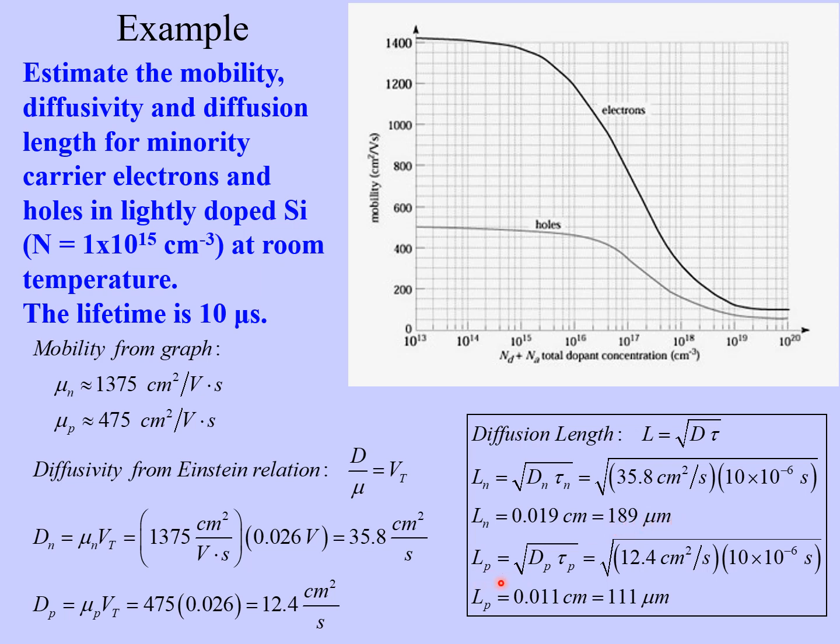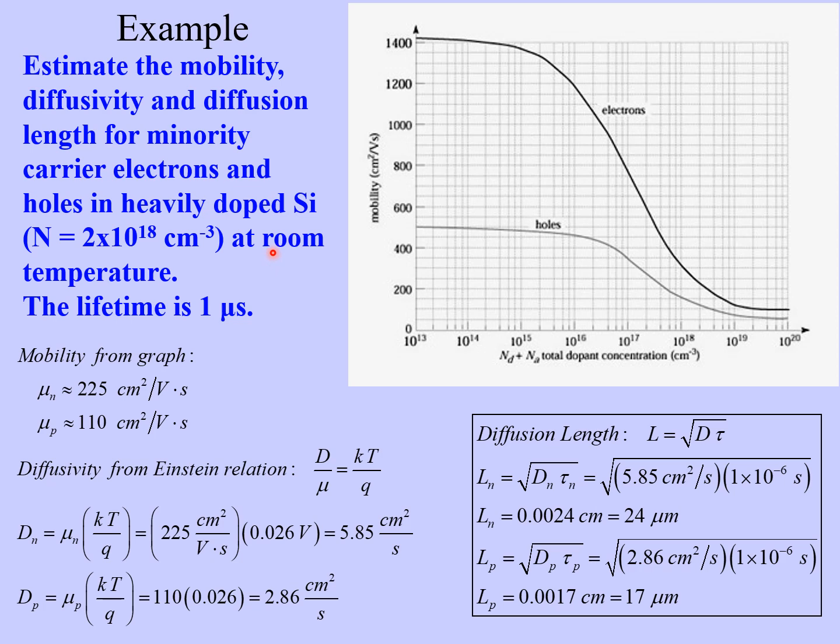Likewise for holes, again, we take the square root of the hole diffusivity, which was calculated to be 12.4, times 10 microseconds, and we get 0.011 centimeters. Converting to microns, we multiply by 10 to the fourth. Remember, a centimeter is 10 to the minus 2. A micron is 10 to the minus 6. So there are 10 to the fourth microns per centimeter. So that's how this number becomes 111 microns.